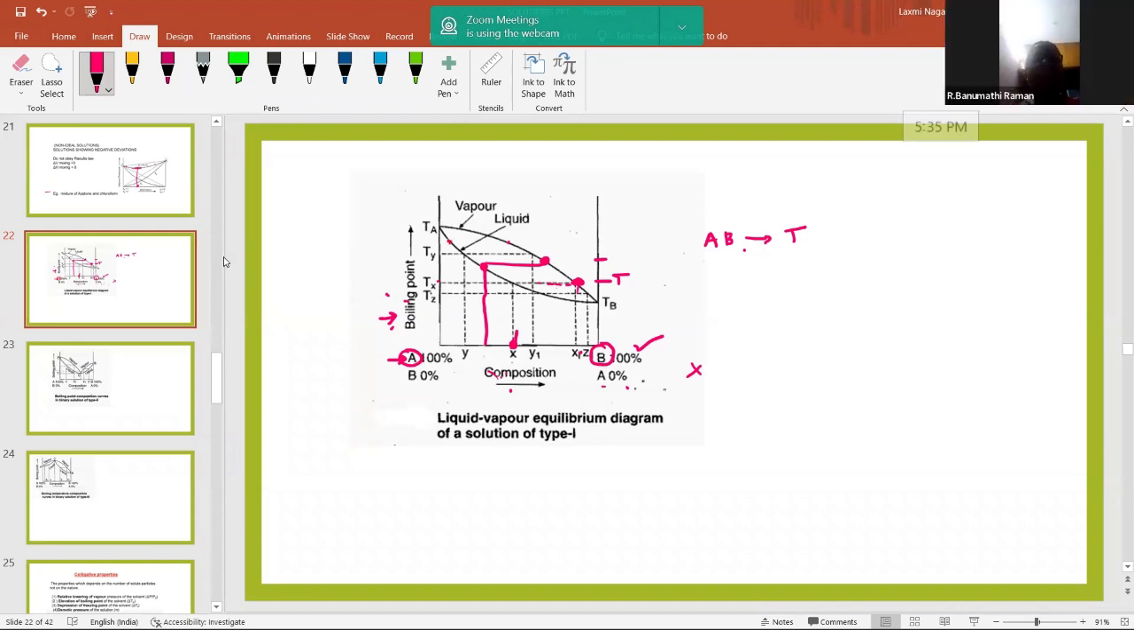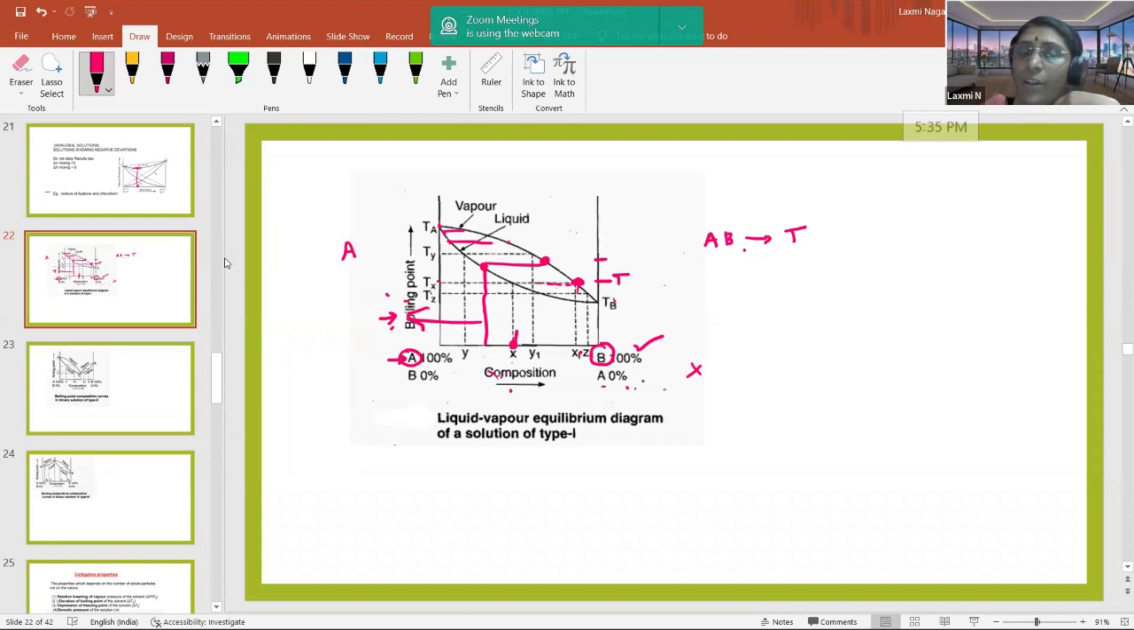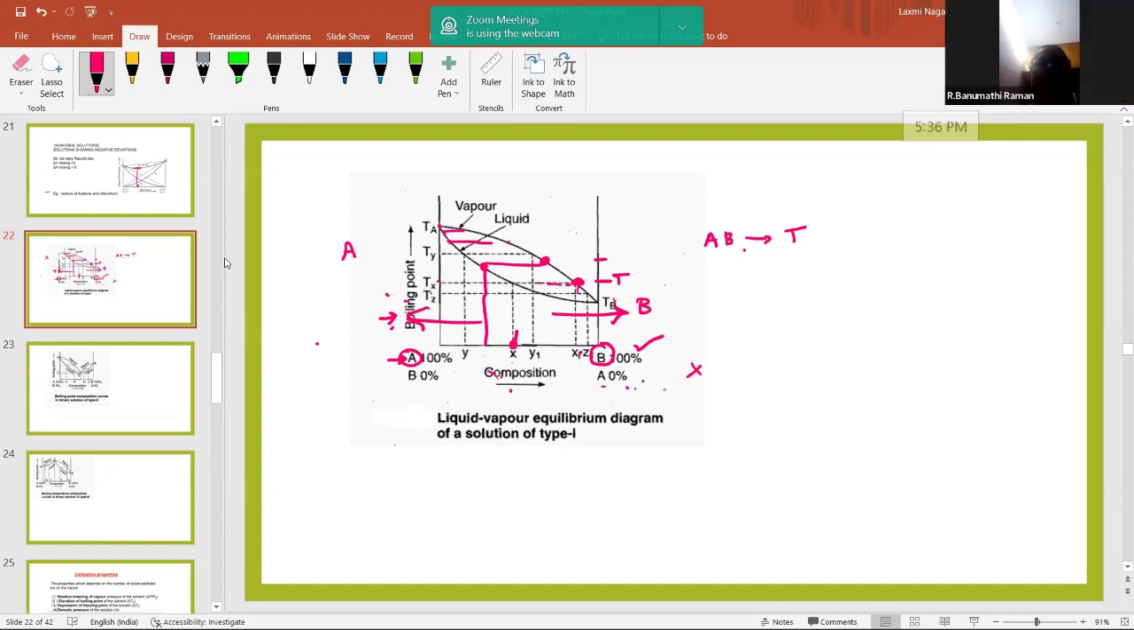And when we keep doing this, I finally get the pure A and the pure B. Pure B in vapor and pure A in liquid, ma'am. Pure liquid A on the left and the vapors of B to condense and collect. So I get B in the vapors and A in the liquid state. I am able to separate them.